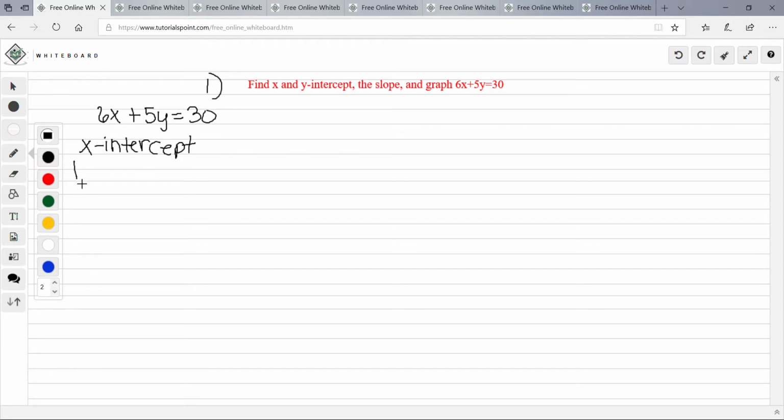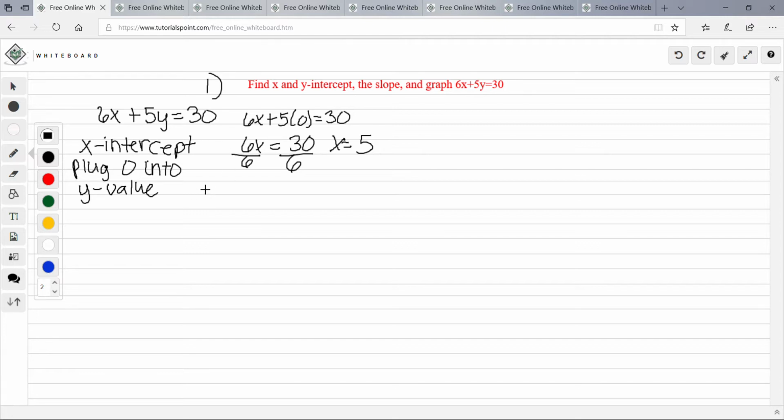you plug 0 into the y value. So that's how you find the x-intercept. So we have this, so you plug in 0 for y, so this is going to be 6x plus 5 times 0 equals 30. So this is going to be 6x equals 30. I'm going to divide by 6 because I need to find the x-intercept. So x equals 5. So our x-intercept is (5, 0). And that's how you write it in coordinate form.